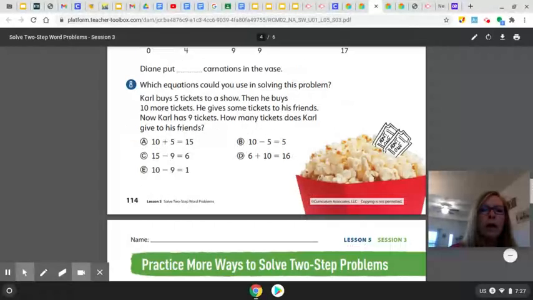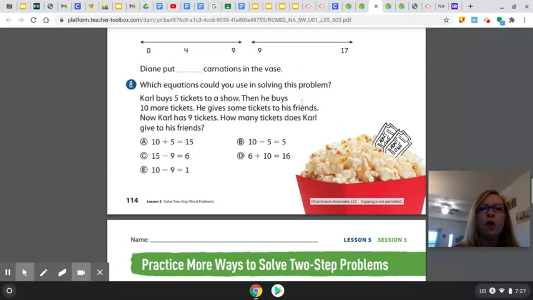Then you're going to figure out which equations would you use to solve the problem. And again, you're going to go step by step. Carl buys 5 tickets to a show. Then he buys 10 more. Okay, so right there, step 1, I have 5. I'm buying 10 more. I'm adding that up. Then he gives some to his friends. Now he has 9. So I will take the total tickets I buy, take away what is left to find the answer. There are 2 correct answers in this problem, so you're going to make sure you click on both answers.